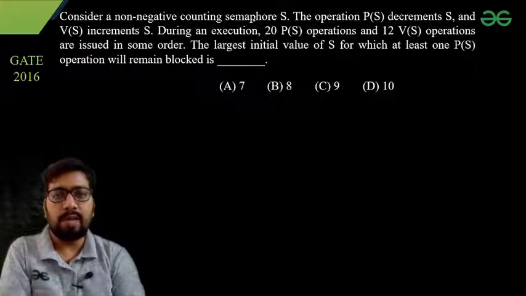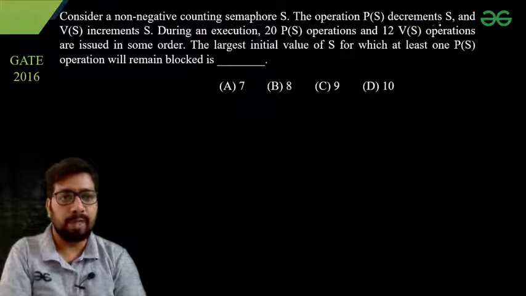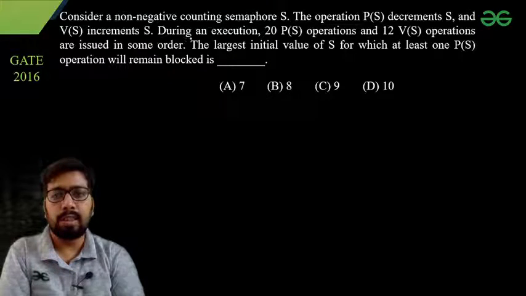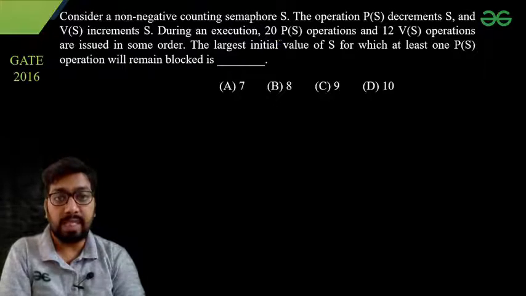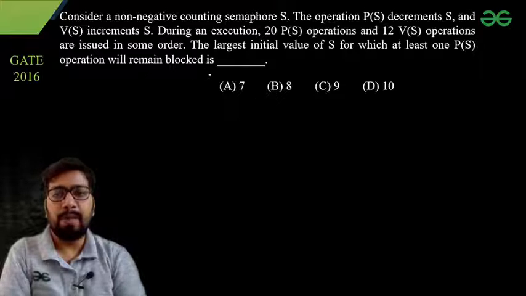Consider a non-negative counting semaphore S and the operation P(S) decrements S. So P(S) is the down or wait operation, and V(S) increments S, that means it is the up or signal operation. During the execution, 20 P(S) operations, that means 20 down operations, and 12 V(S) operations are issued in some order, in any order we can say. What is the largest initial value of S for which at least one P operation will remain blocked?